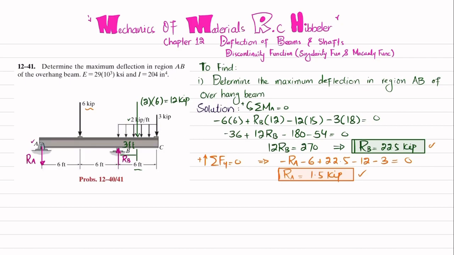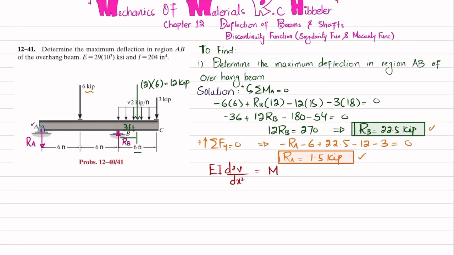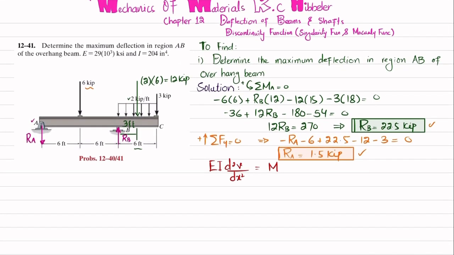We know that the equation of the elastic curve can be obtained by using the formula EI d²v/dx² equal to the moment. We will find this moment by using the discontinuity function, or Macaulay's method. So what does Macaulay's method tell us? If you look at this, there is a point load, there is a point load, and there is a distributed load from here, and we will neglect the last force, the 3 kips.